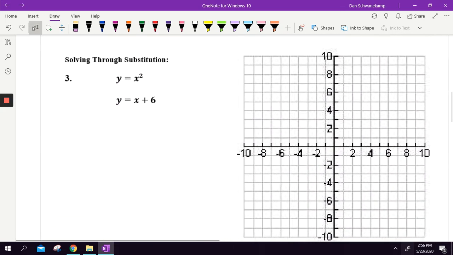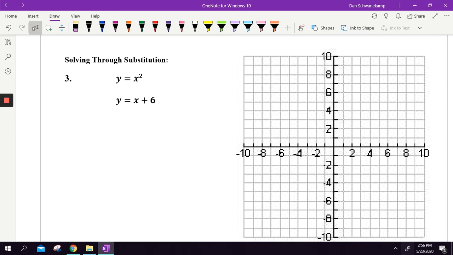We could solve through substitution. So I would rather graph it, but we could do substitution as well. Let's graph it first, and then I'll show you the algebraic way. So y equals x squared. That's a parabola. Up 1 over 1, 1, 2, 3. 1, 2, 3, 4, 5.